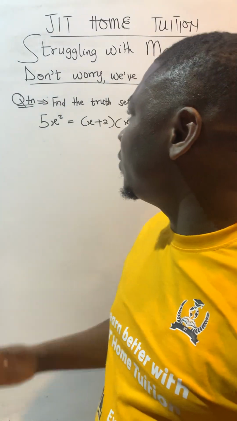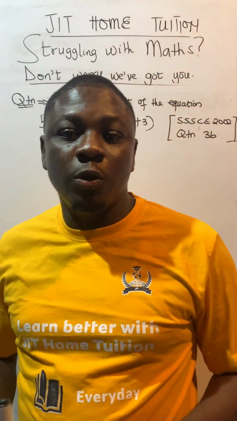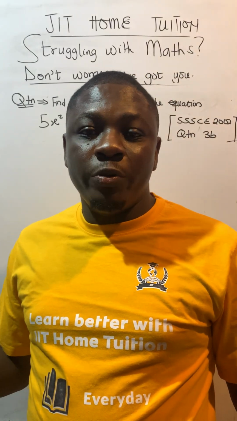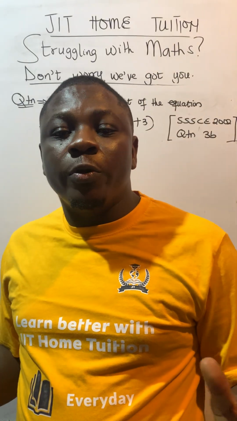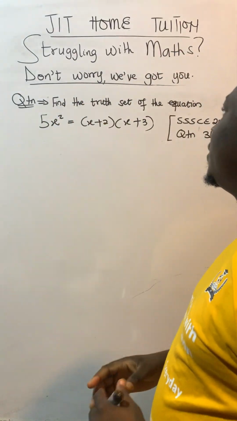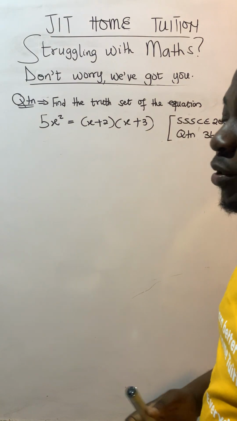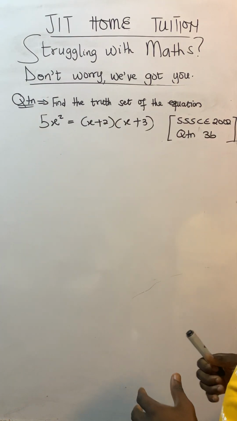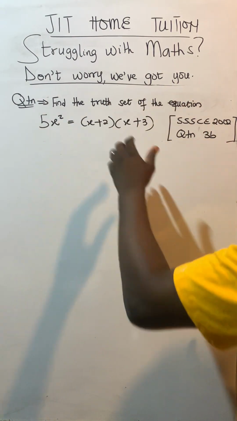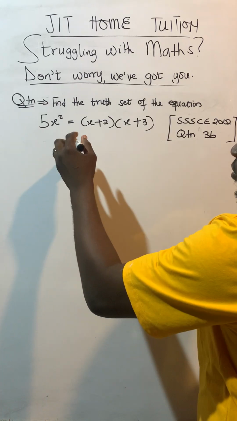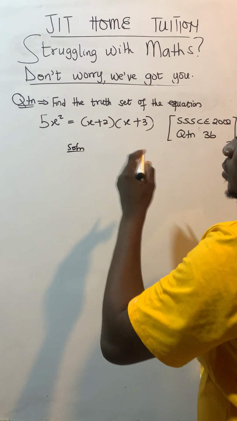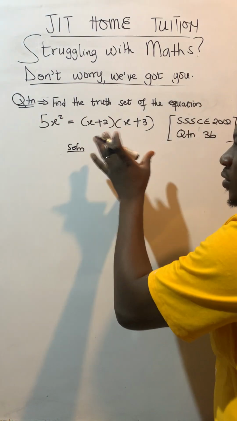So today we have this question on the board to solve. This whole week, we'll be solving a lot of questions under quadratic equations. So we have this question on the board to solve. It says, find the truth set of the equation. So let's solve it. Now, first of all, you have it this way.